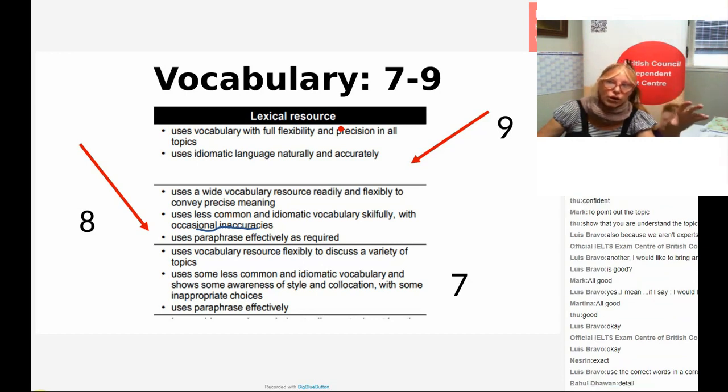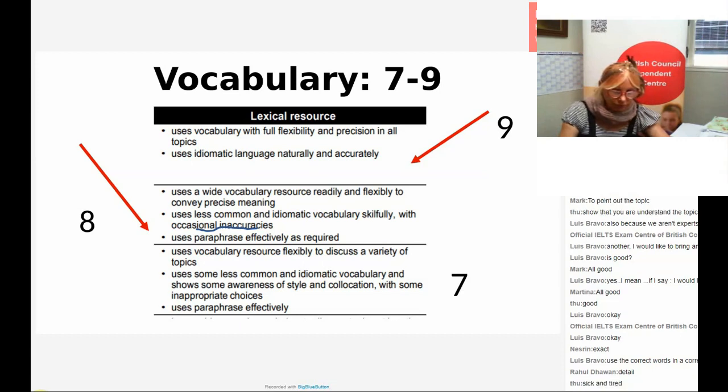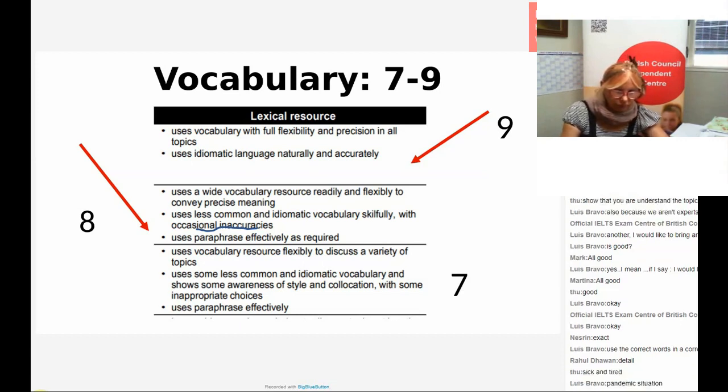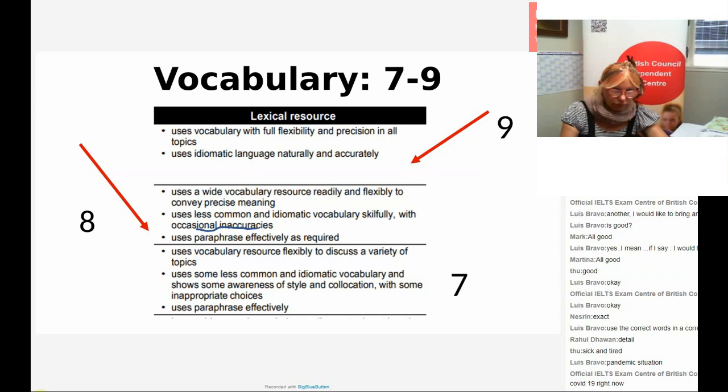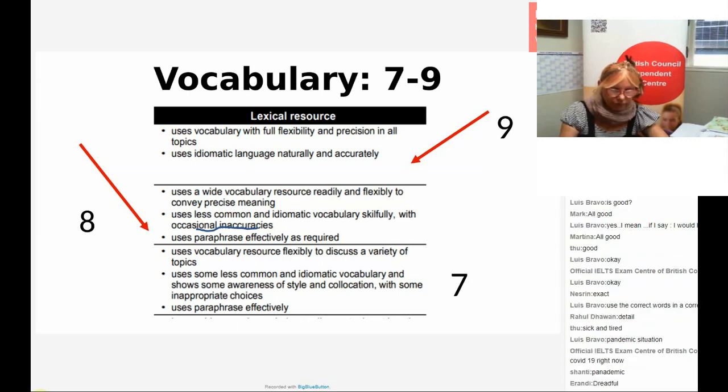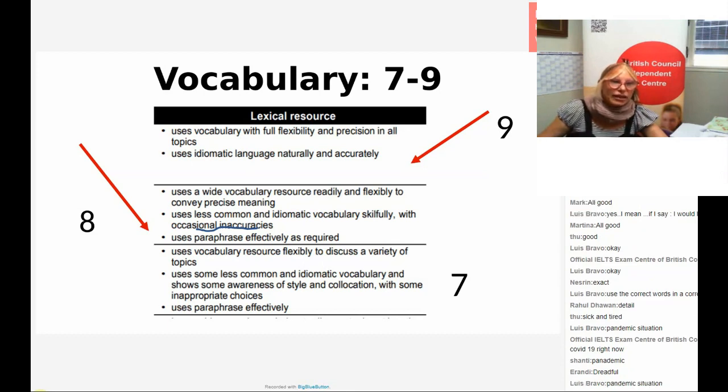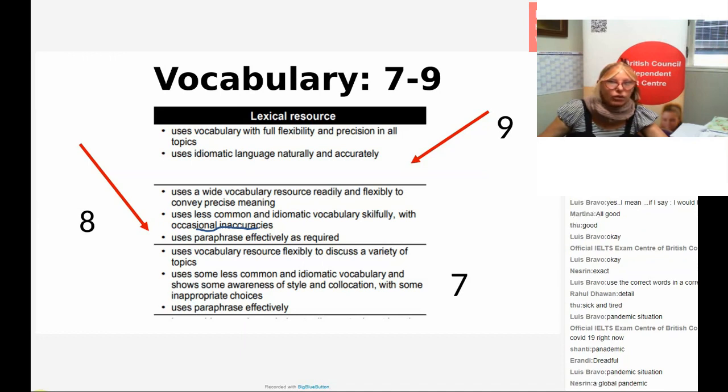So how would you describe COVID-19 at the moment? Can you give me a phrase or an expression or a word? How would you describe COVID-19 right now? Yeah, it is a pandemic. Yep, good. It's a pandemic. So that is one word. Okay, pandemic situation. Yep, global pandemic.